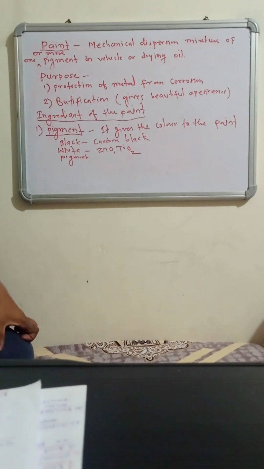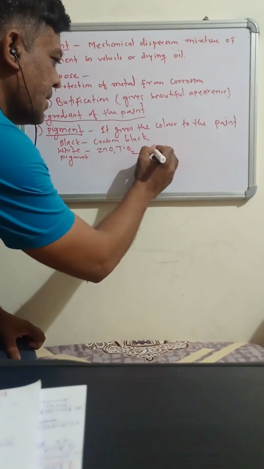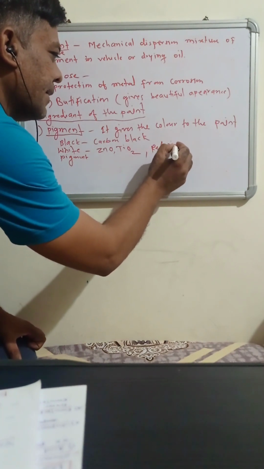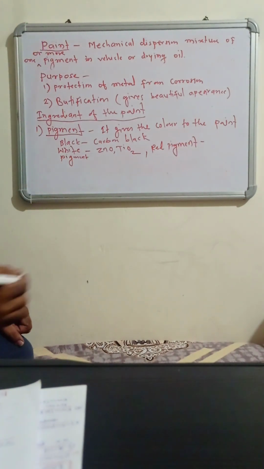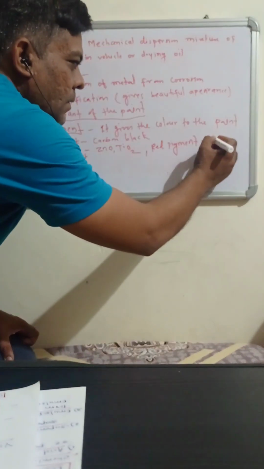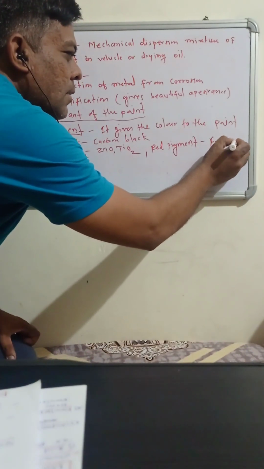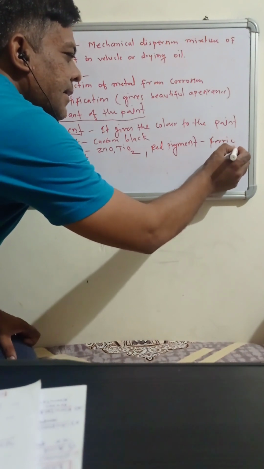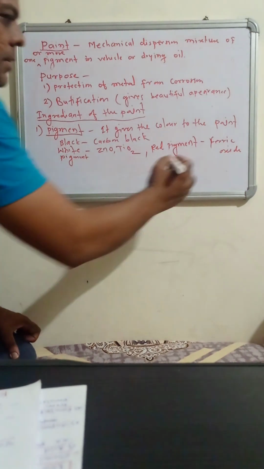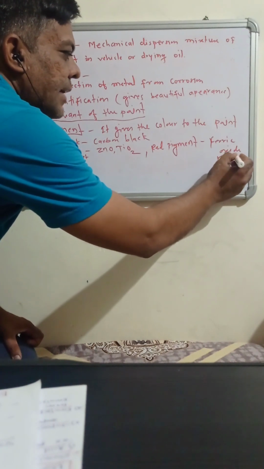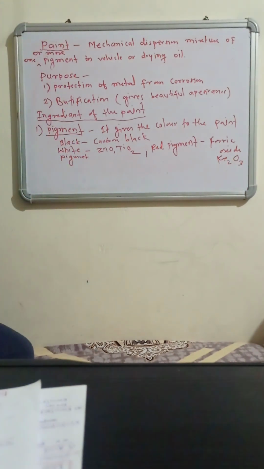जर आपल्याला रेड कलरचा पेंट पाहिजे असेल, रेड पिगमेंट, तर त्यामध्ये आपण यूज करतो फेरिक ऑक्साइड. मीन्स Fe2O3. That is called ferric oxide.